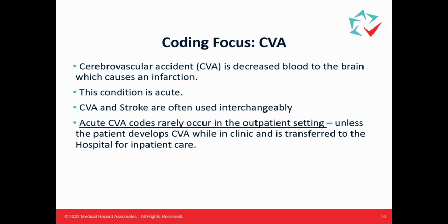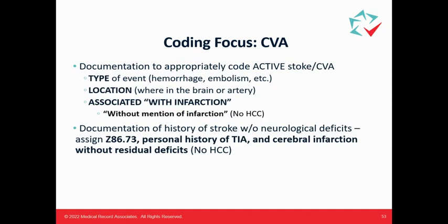CVA should be coded if it's acute. It just happened. Acute CVA codes rarely occur in the outpatient setting unless the patient develops a CVA while in the clinic and is transferred to the hospital for inpatient care. You might see that. I've seen that once in all my years, but you might see that. But I would recommend extreme caution in coding acute CVA in the outpatient setting.